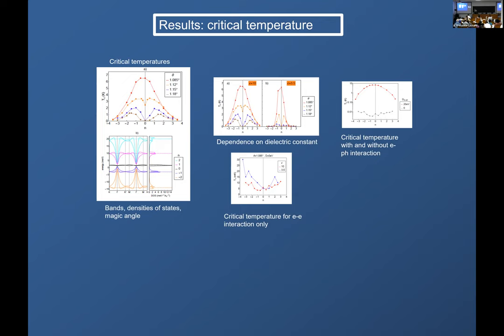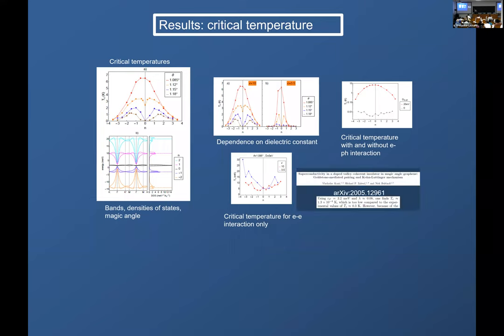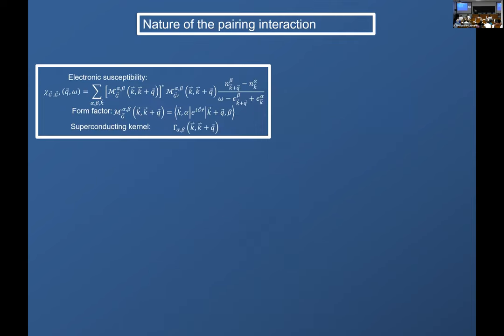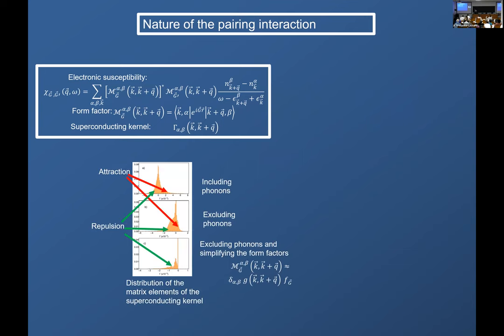Also, I heard that respectable theories should not trust calculations of the critical temperature, and I think we had a point. But at least the range is all right, the trends are all right, because you change the angle or you change the filling, and everything goes basically with the density of states. There are similar results, but without the phonon, by Mike Zaletel et al. And they agree that they get a very low critical temperature. But these are the main messages so far. So this is the nature of the pairing interaction. We have studied it in detail.